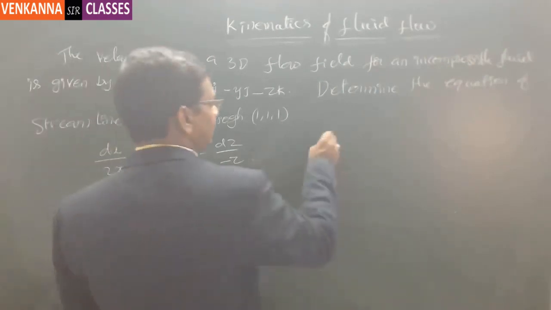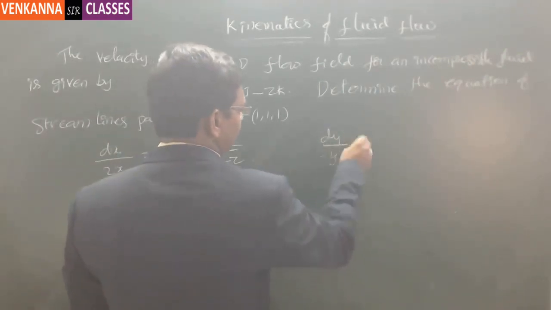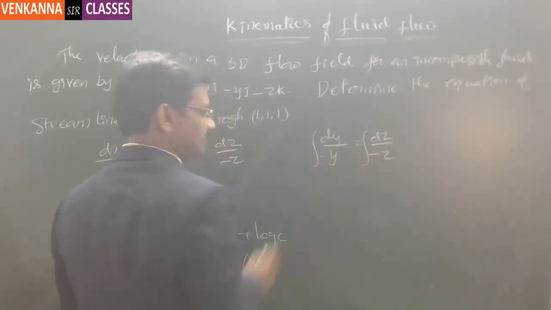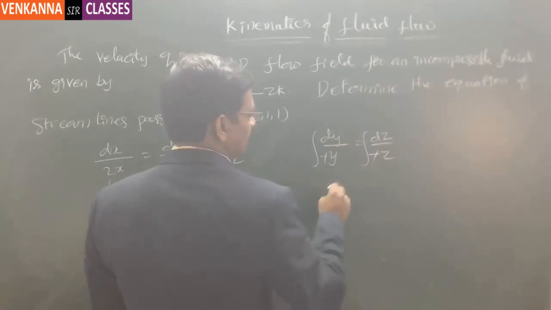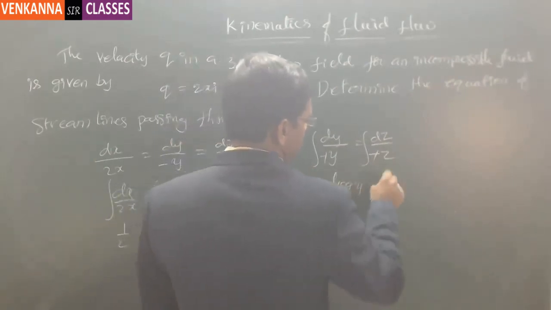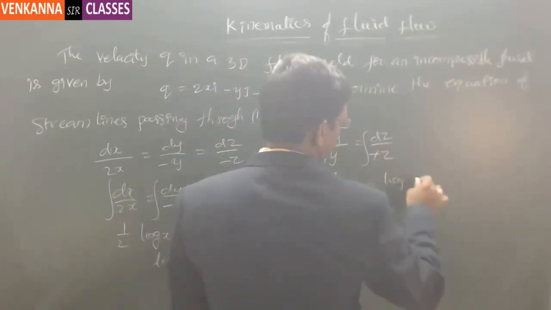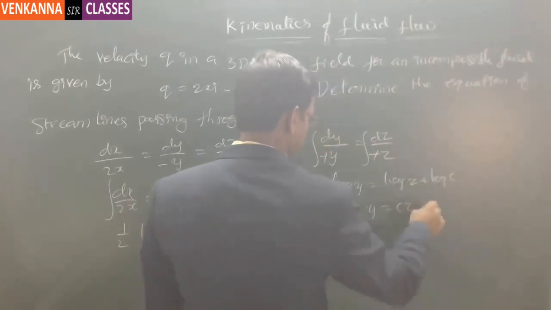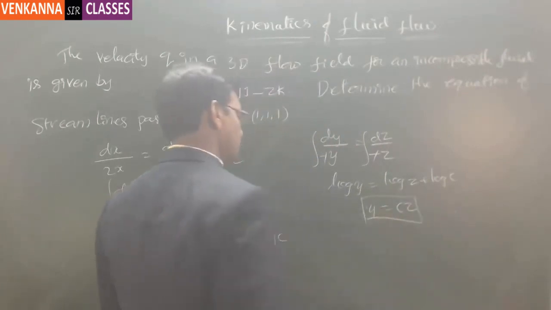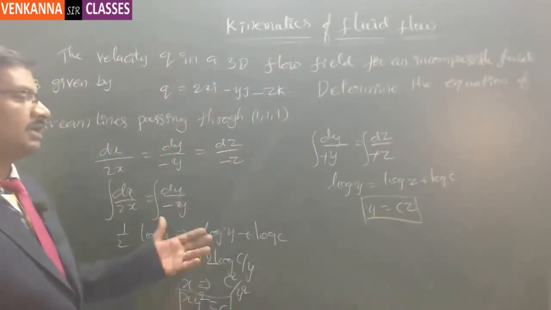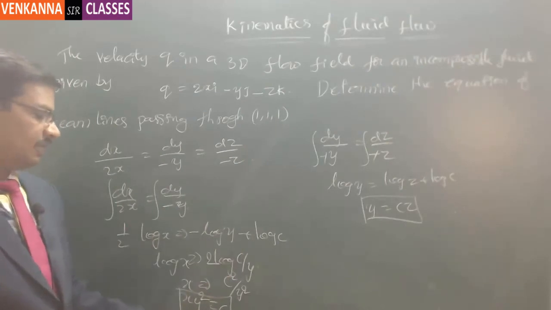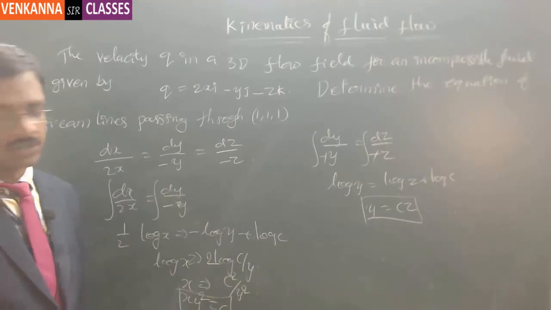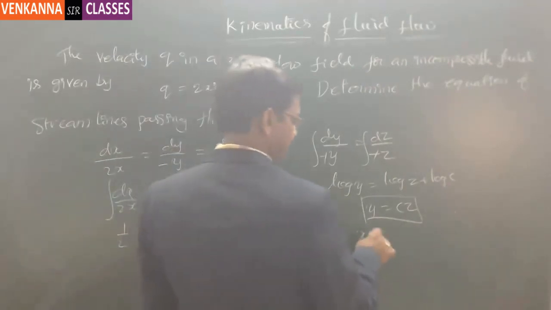That is, if I take dy by minus y is equal to dz by minus z. If you integrate on either sides, this is log y is equal to log z plus log c, or y is equal to cz. So y is equal to cz. If you want the relation between x and z, then substitute the y value here. Then it will be xz square is equal to some arbitrary constant. So anything is okay.